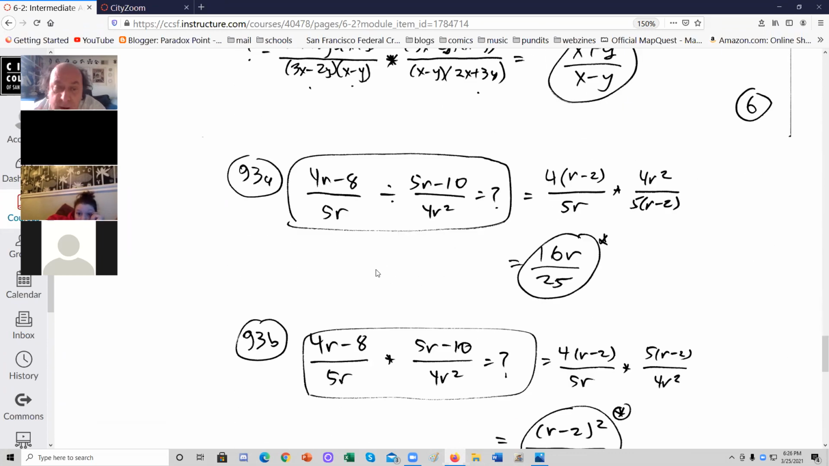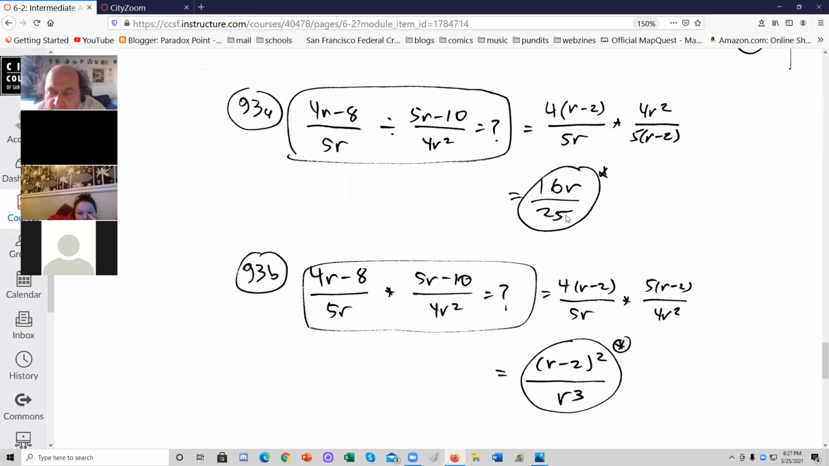Now, here's a relatively simple one. 4r minus 8 over 5r divided by 5r minus 10 over 4r squared. Okay, we multiply this by the reciprocal of this. So this is 4 times r minus 2 over 5r. This is 4r squared over 5 times r minus 2. Okay, so the r minus 2's cancel. R squared cancels against r, leaving a single r in the numerator. And then the coefficients are 4 times 4 over 5 times 5, 16 over 25. That doesn't reduce. So 16r over 25.